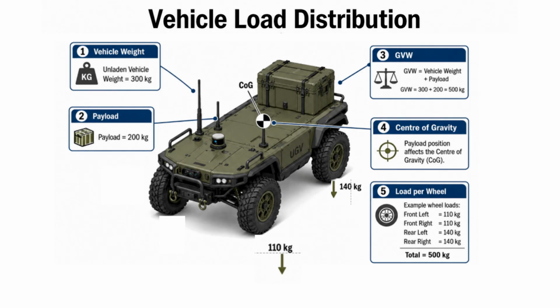Because the payload is located closer to the rear, the CG moves rearward. This causes the rear wheels to carry a larger share of the total weight. In this example, each front wheel supports 110 kilograms, while each rear wheel supports 140 kilograms. Together, these four wheel loads equal the total GVW of 500 kilograms. This calculation is important for tyre selection, suspension design, and overall vehicle mobility.